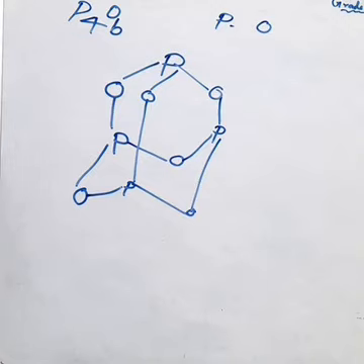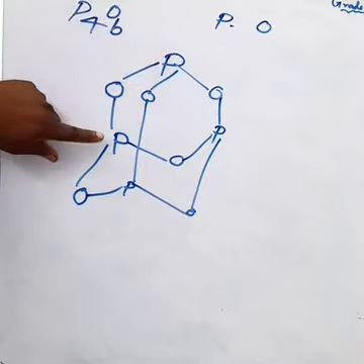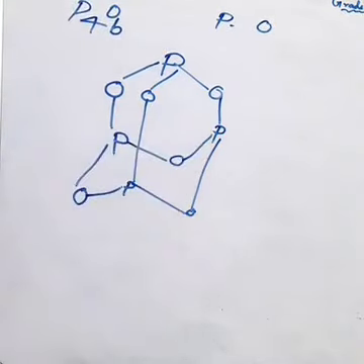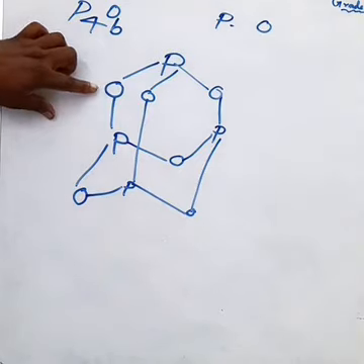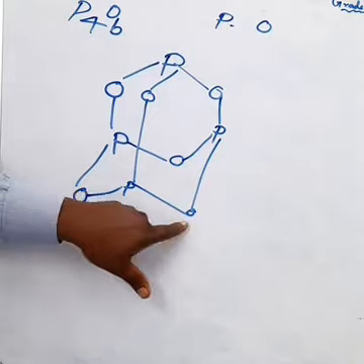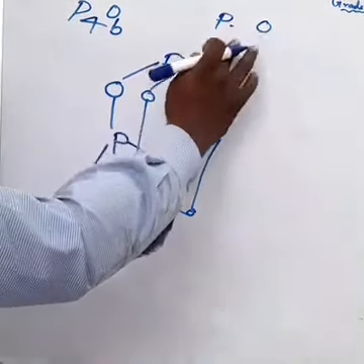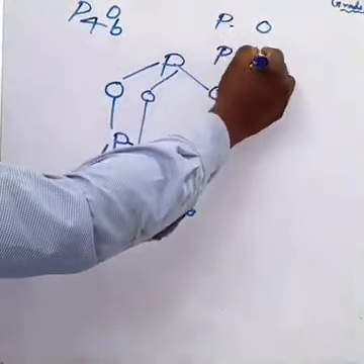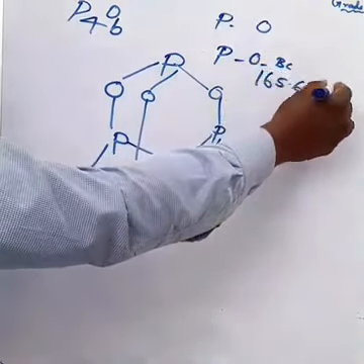Phosphorus trioxide: 4 phosphorus atoms lie at the corners. How many phosphorus atoms are there? 1, 2, 3, 4. 4 phosphorus atoms lie at the corners of the tetrahedron and 6 oxygen atoms. How many oxygen atoms are there? 1, 2, 3, 4, 5, 6. 6 oxygen atoms lie along the edges. You have to write the phosphorus oxygen bond distance, which is 165.6 pm, picometer.